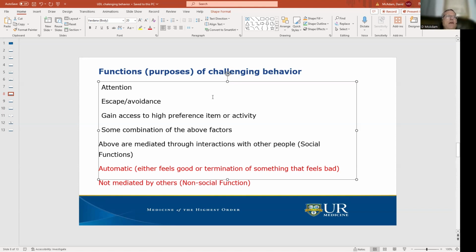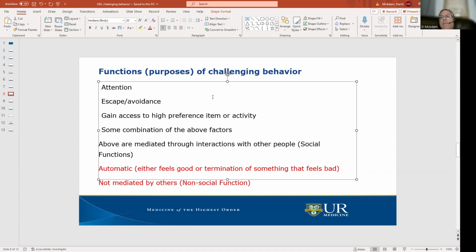Escape or avoidance behavior, again, is the concept of there's a situation you do not like being in, and you display a behavior because it allows you to either delay having to do a task or it gets you out of the activity entirely.